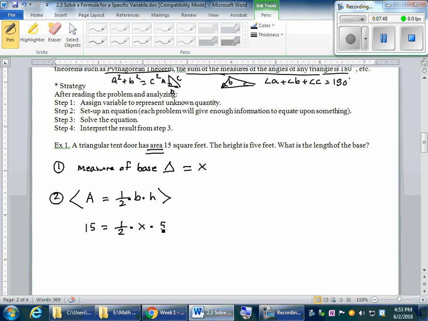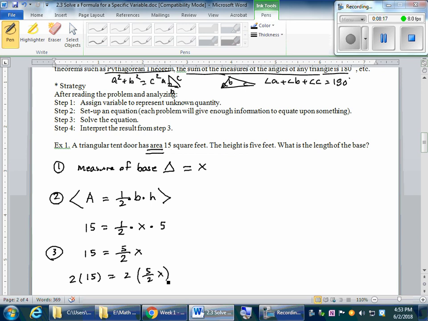If you multiply on the right hand side, this will become 1/2 times 5, which is 5/2 x. That's what we get. To solve this equation, you can do two different ways. One is clearing the fractions. The other one is multiplying by the reciprocal. Since we are clearing the fractions, we will do it this way. Multiply by 2 to both sides.